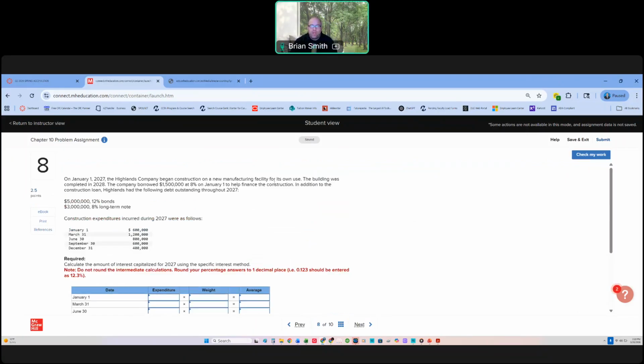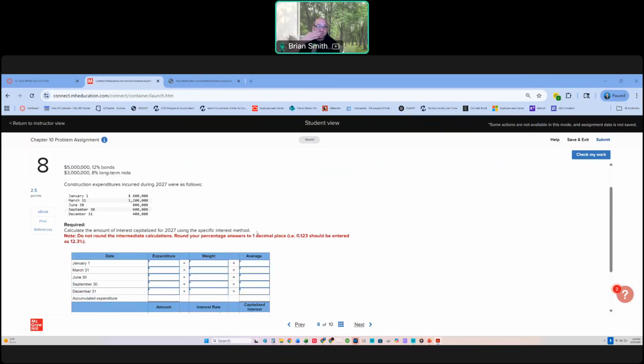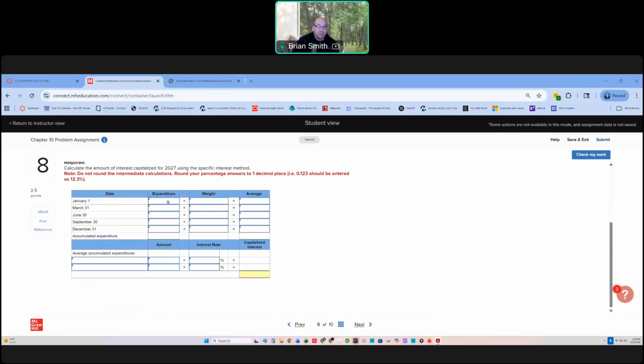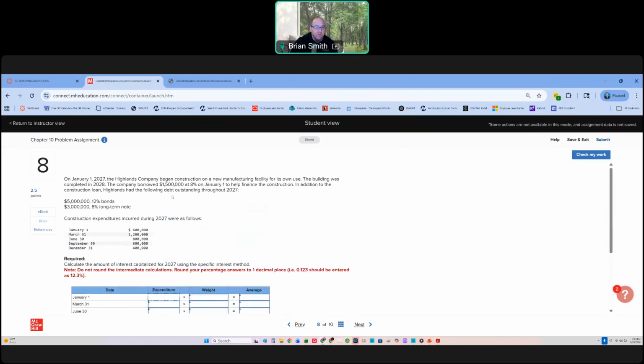Constructed a new manufacturing facility for its own use, its very own use. The building was completed in 2028. The company borrowed 1.5 million at 8%. This is one of those where we have to do the weights, how much was there, and come up with how much is capitalized. At least this one walks you through it. I think the one in the video I did was kind of wonky.